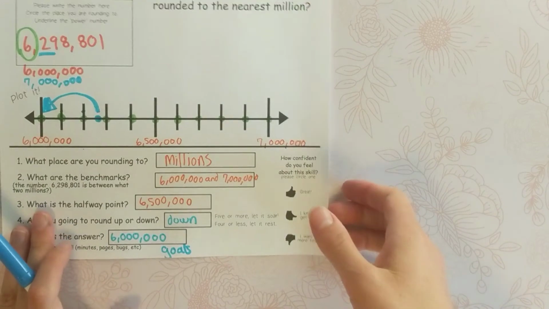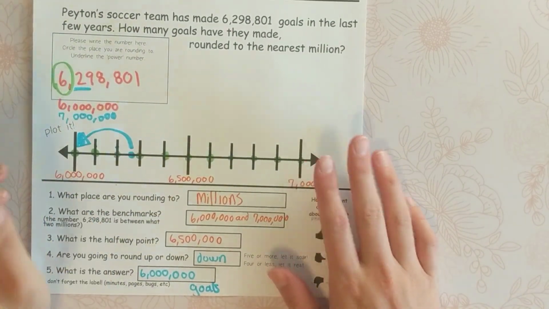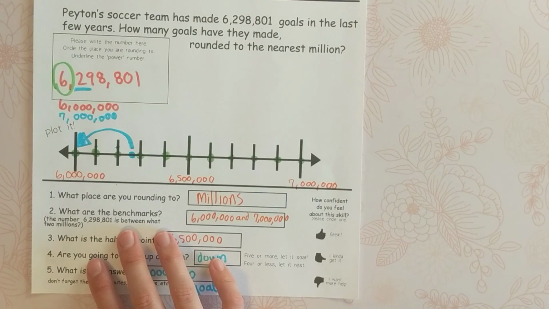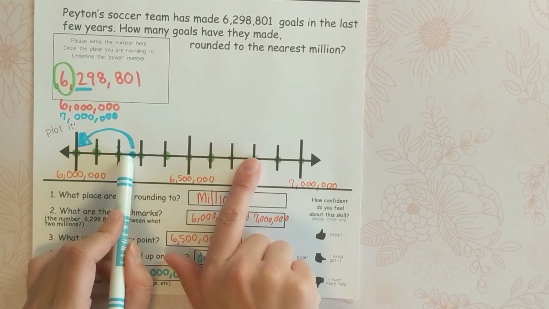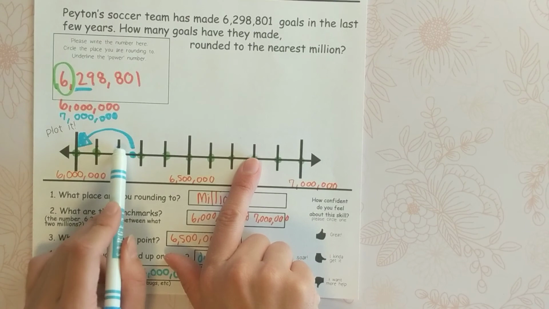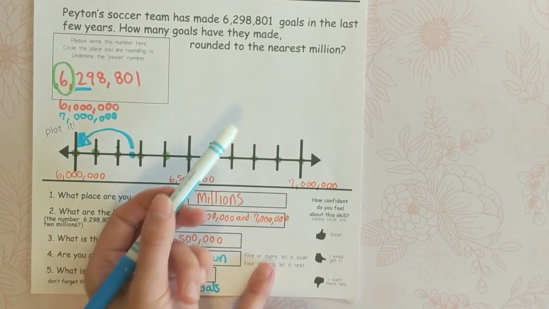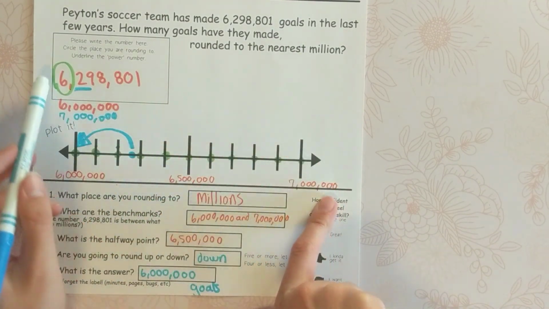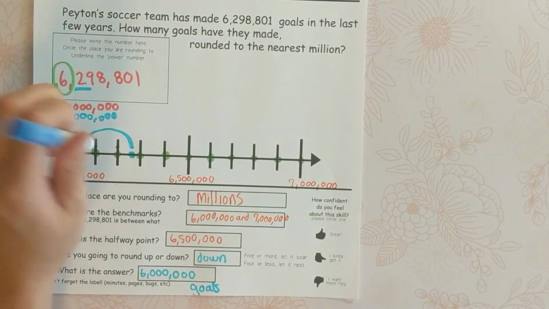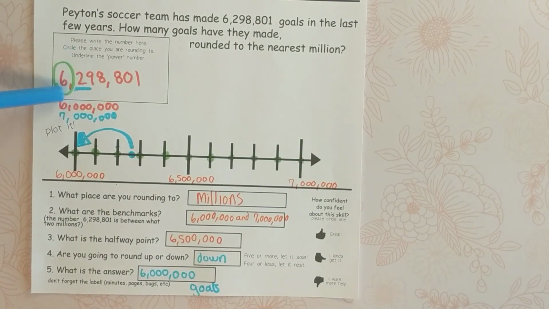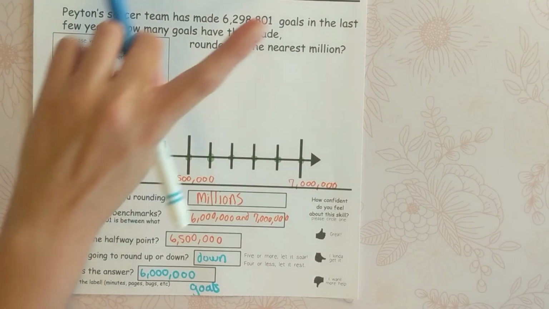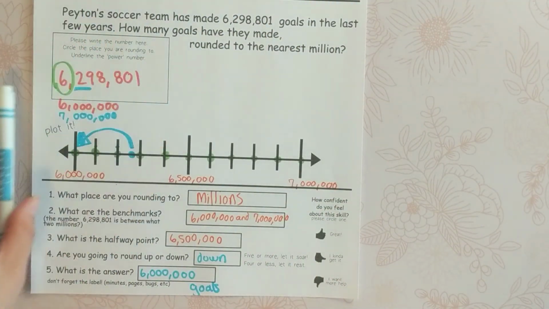All right, so looking at that shortcut one more time, all you have to do is look at the 2. The 2 is less than 5, so you're rounding down. And you can see it on the number line. The 2 didn't get us very far, just 2 ticks. If it was more than 5, like a 6 or 7 or 8, we would round up because we'd be closer to 7 million. But that 2 caused us to round down. So remember, just circle your digit and look at the neighbor. This is the power number. If it's 5 or more, let it soar. If it's 4 or less, let it rest.